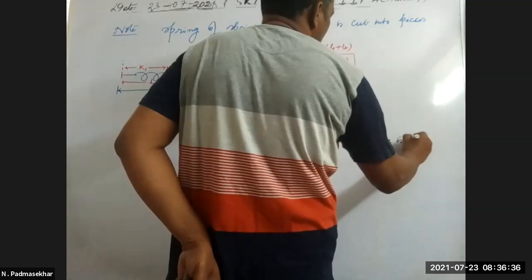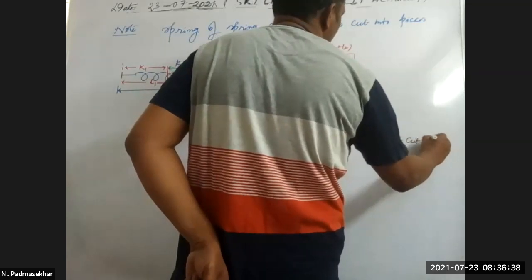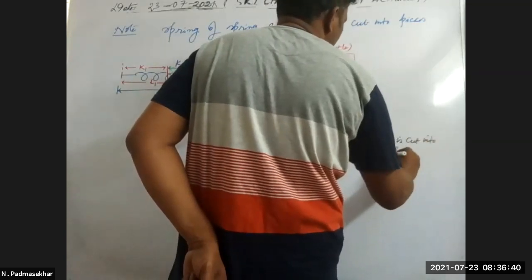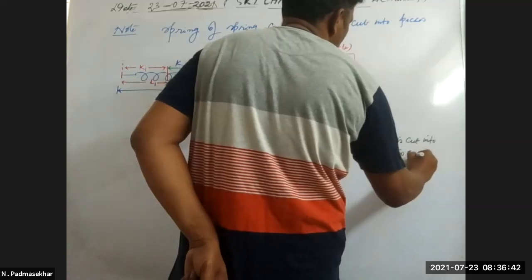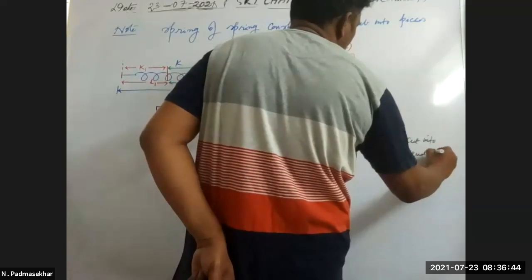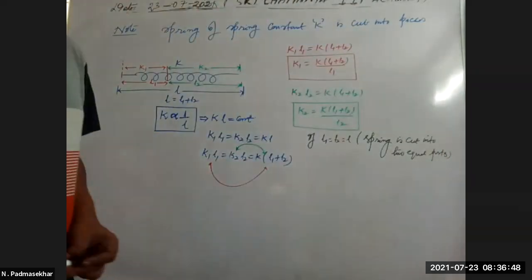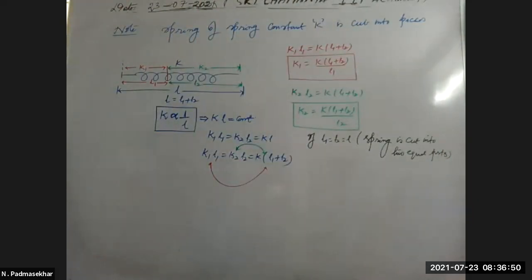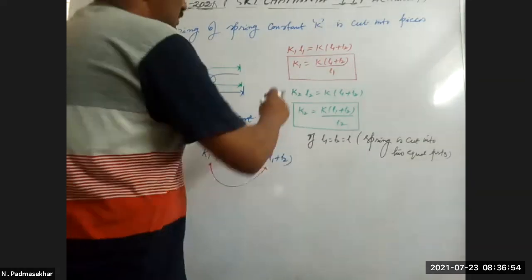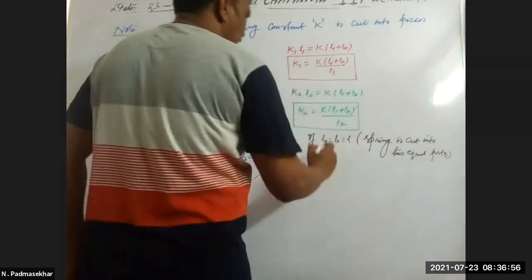A spring is cut into two equal parts. If the spring is cut into two equal parts, what is the spring constant of each part?